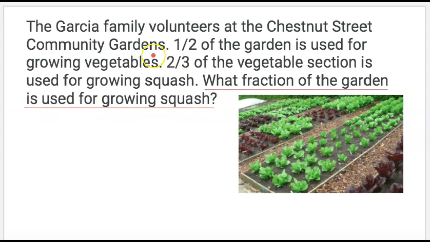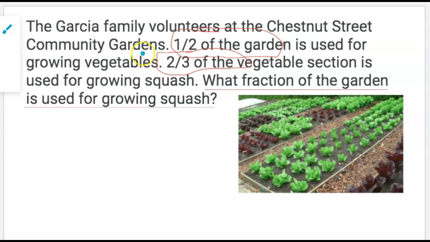Then we have to find the information we need. So, 2/3 of the vegetable section. What do I know about squash? 2/3 of the vegetable section is used for squash. So what do I know about the vegetable section? 1/2 of the garden is used for growing vegetables. So here's the information I'm going to need in order to do this problem.